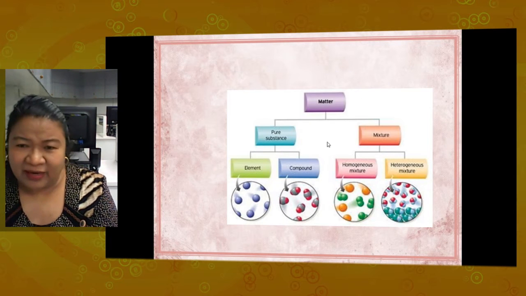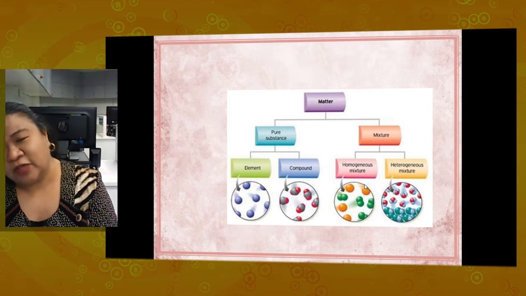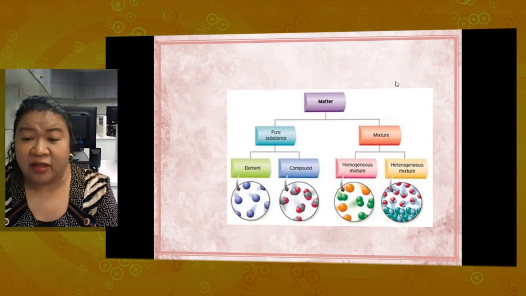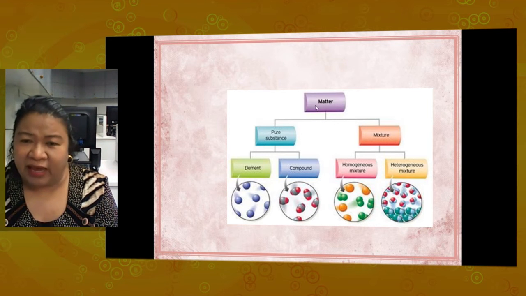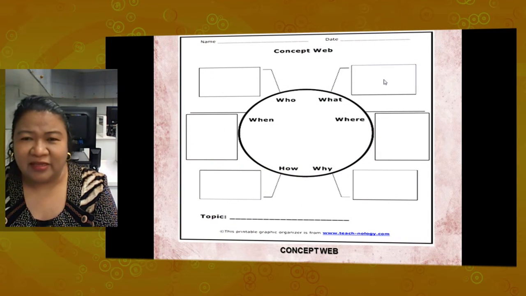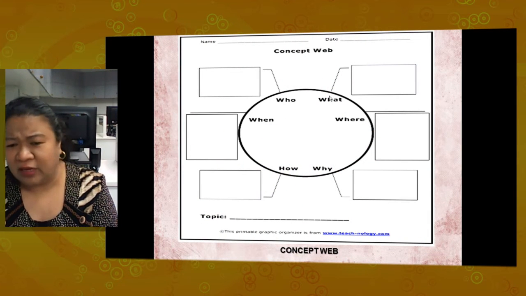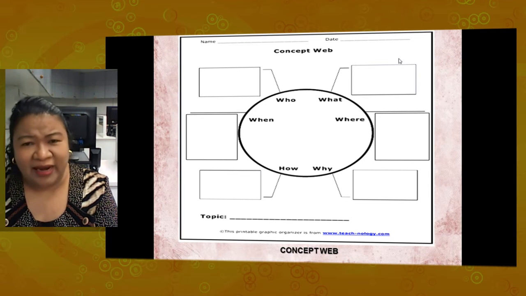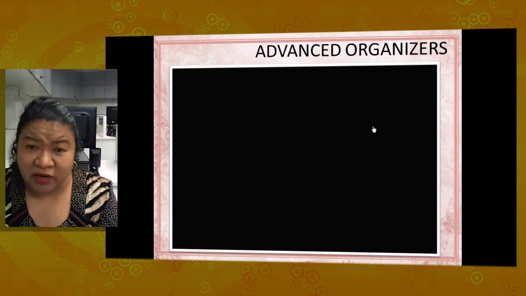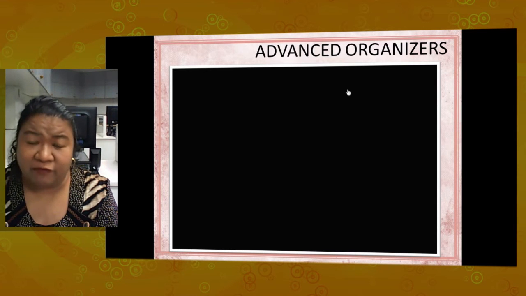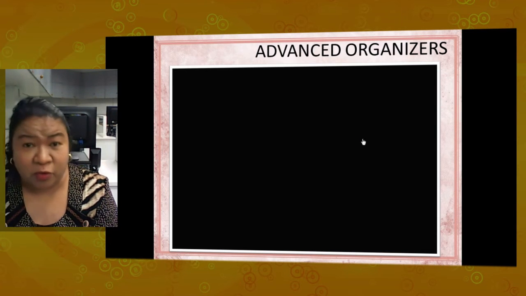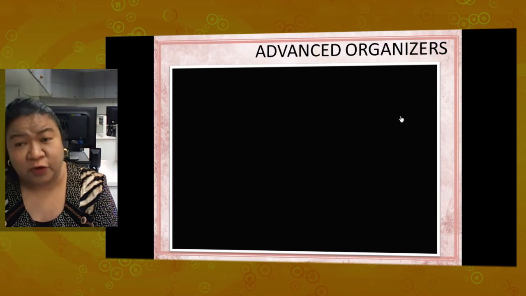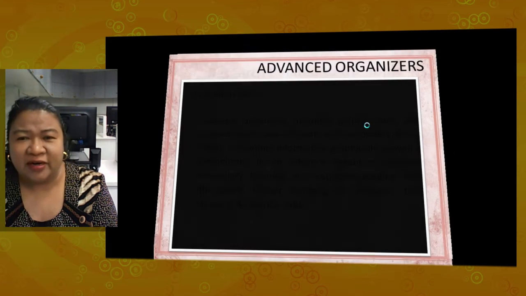Okay, so this one, you see, matter, substance. So it's another example of hierarchical information. You can combine graphics and illustrations for it. So this is a concept web, another way of using a graphic organizer. Okay, so there's a video. You can watch the video after this. It's just a summary of the uses of advanced organizers. You can watch that later.